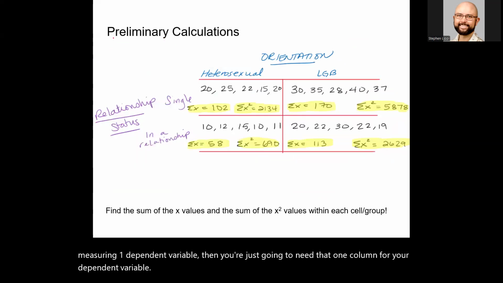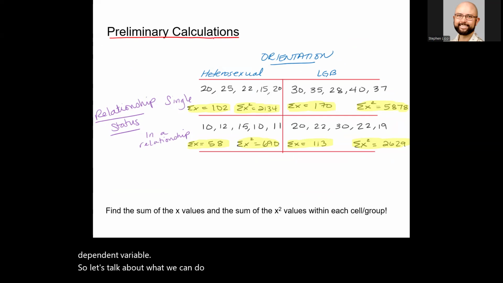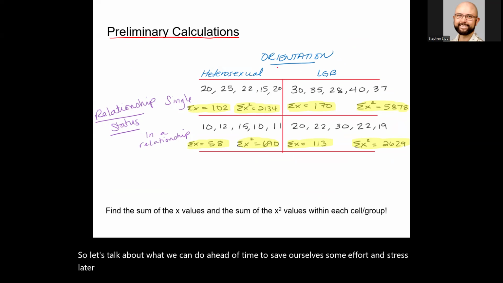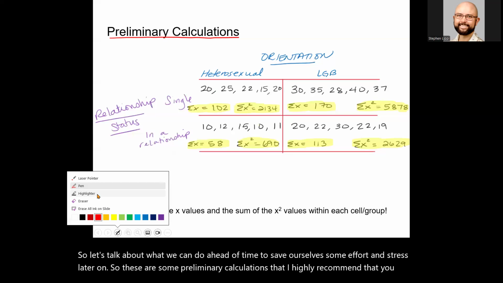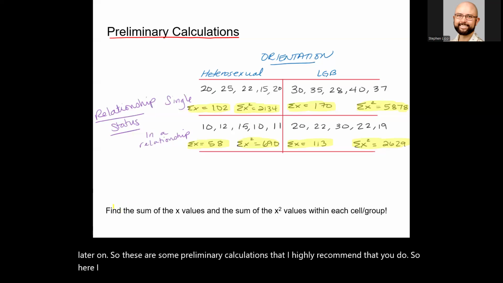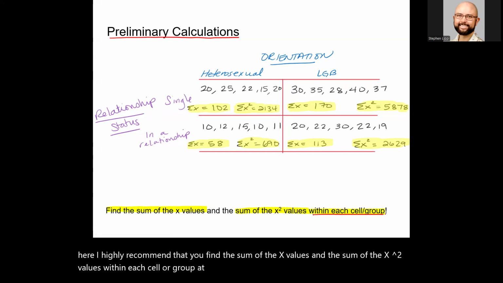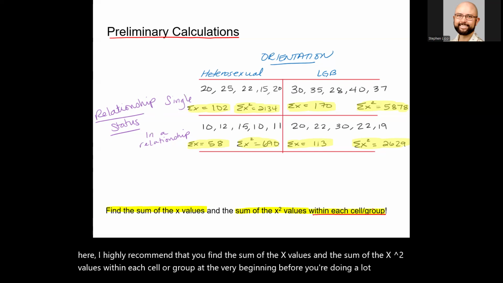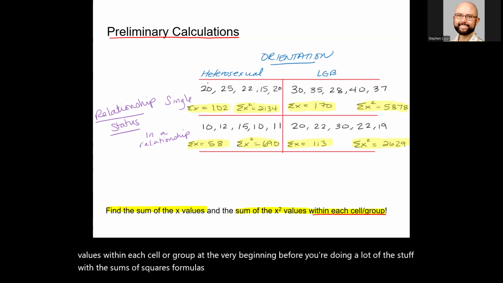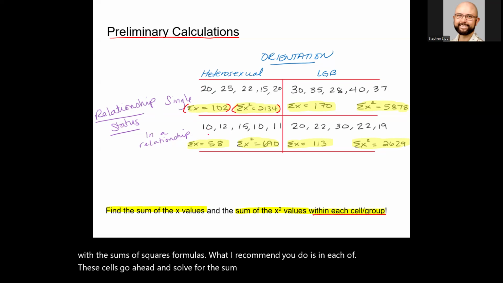So let's talk about what we can do ahead of time to save ourselves some effort and stress later on. So these are some preliminary calculations that I highly recommend that you do. I highly recommend that you find the sum of the x values and the sum of the x squared values within each cell or group at the very beginning. Before you're doing a lot of the stuff with the sums of squares formulas, in each of these cells, go ahead and solve for the sum of x's and the sum of x squareds.